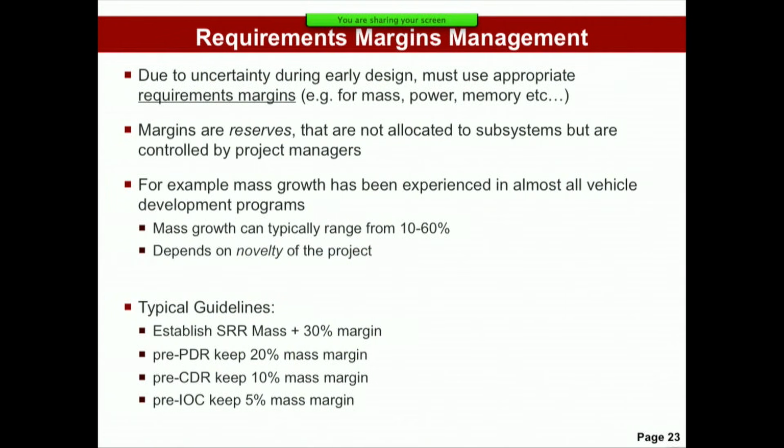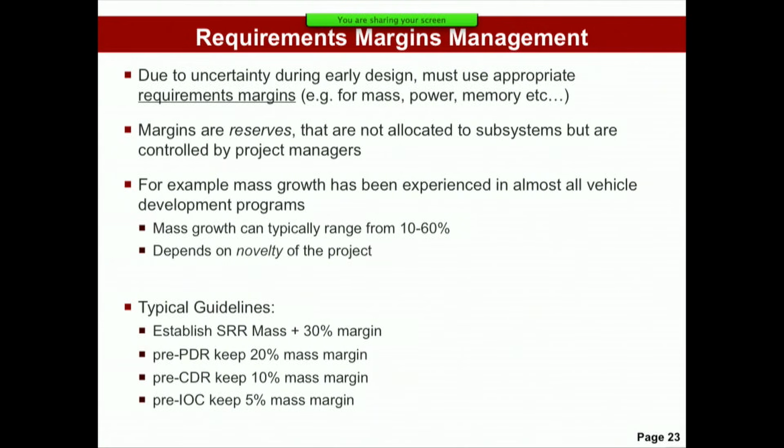So let me briefly talk about requirements margins management. Because you don't know everything up front, there's uncertainty, we typically build reserves into our requirements, and those are called margins. We put in margins for mass, power, maybe memory in computer systems. Margins are essentially reserves that are not allocated to particular subsystems, but are controlled by the project managers at the higher level. So the idea is that you write the requirement in a way that is a little bit more stringent than it really needs to be.